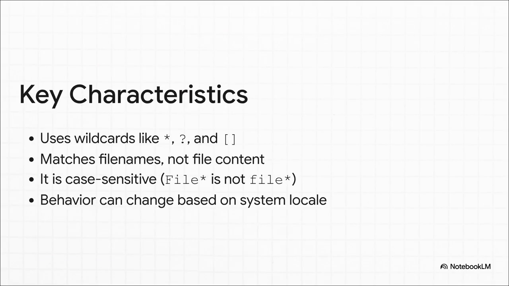So here are the basic rules of the road for globbing. First, it only ever looks at file names. It never peeks inside the files to look at their content. And a really critical point, especially on Linux, is that it's case sensitive. So a capital F file and a lowercase f file are two totally different things to the shell. We're also going to look at that last point, language settings, because that can create a classic gotcha that trips up a lot of people.